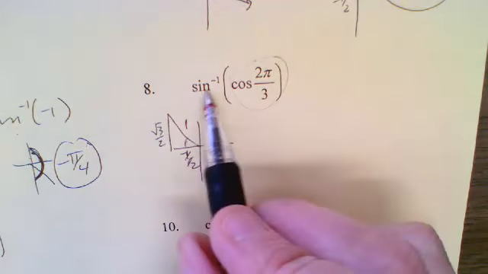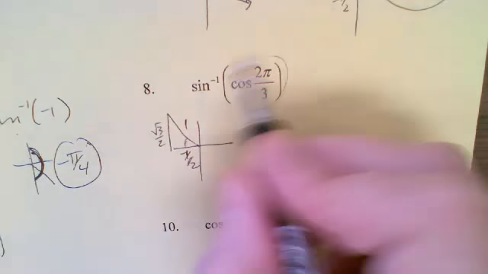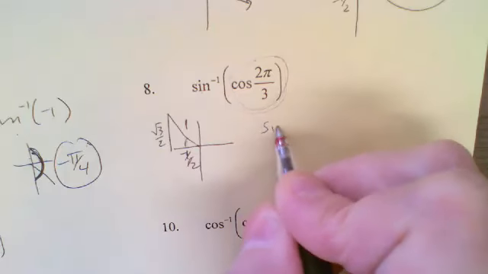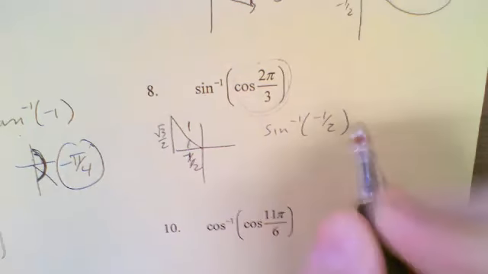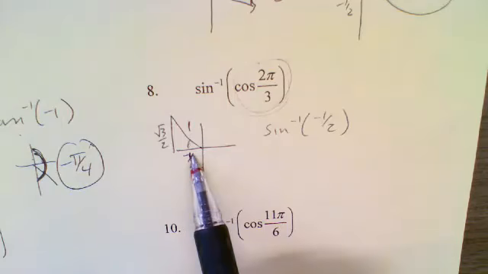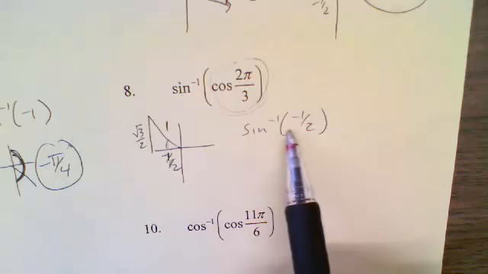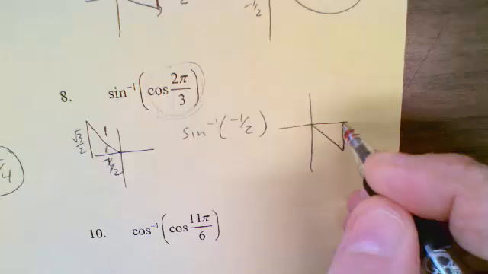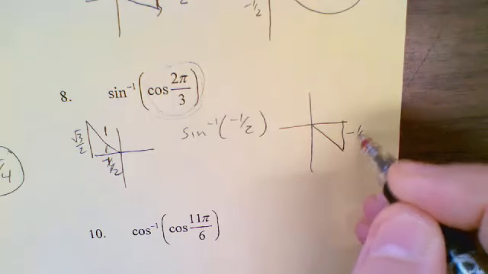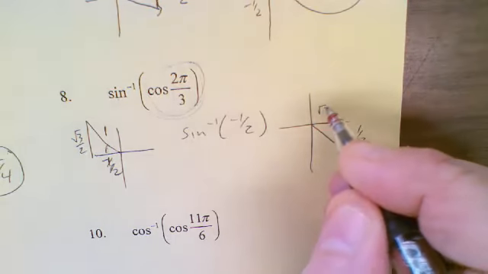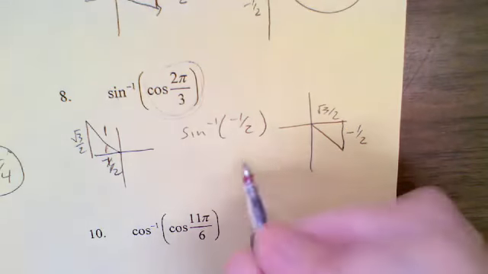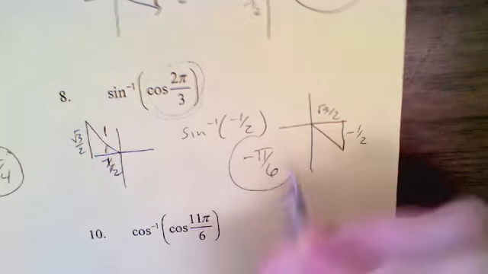It wants to know what angle, so what is the cosine of that angle? Well, the cosine is negative 1/2. So I fill that in. I took the cosine of 2 pi over 3. It's the x value. And so now I'm asking what angle has a sine of negative 1/2? Well, inverse sine has to be down here. What angle has a y value of negative 1/2, which means your x value would be radical 3 over 2. That happens with a reference angle of pi over 6, so it's negative pi over 6.